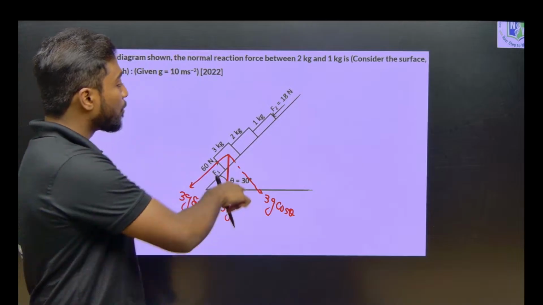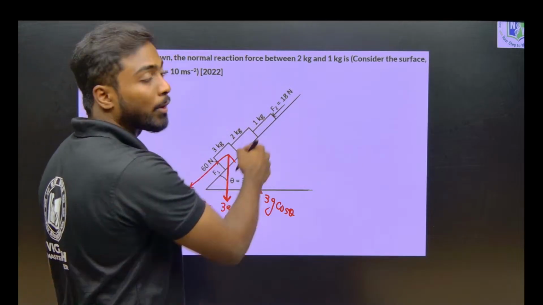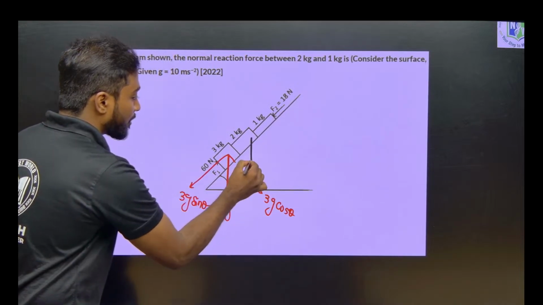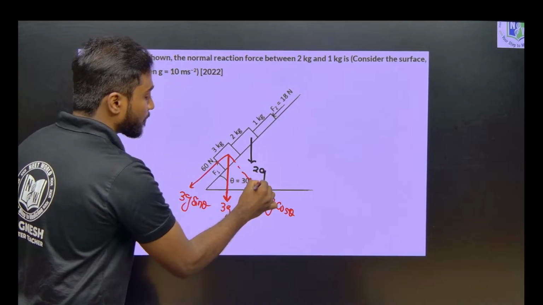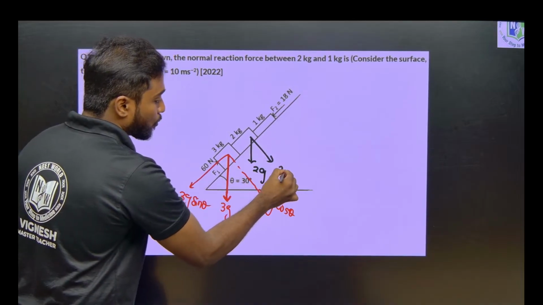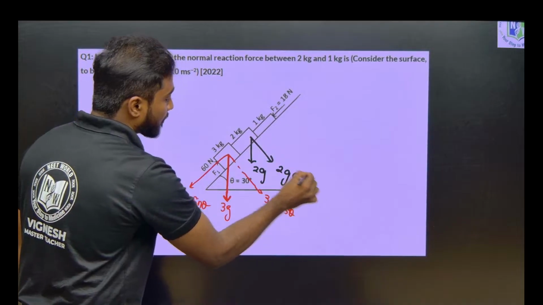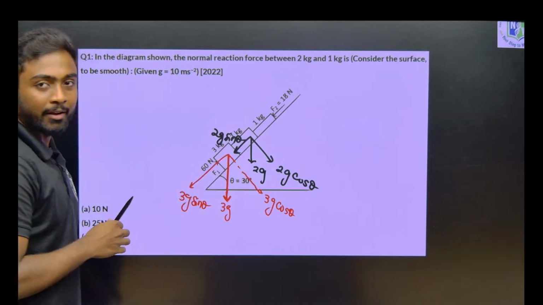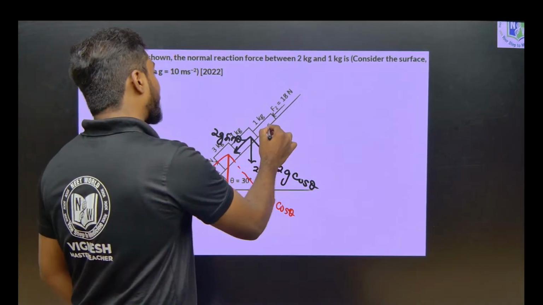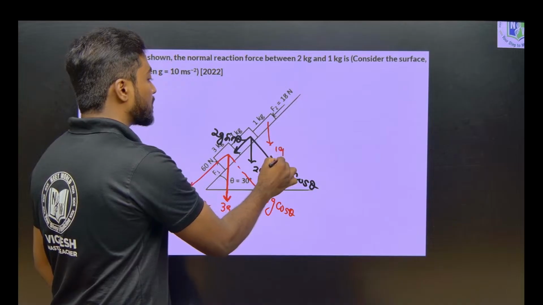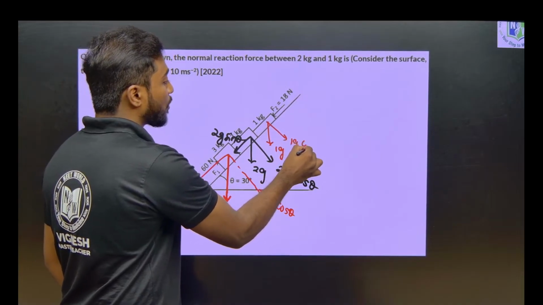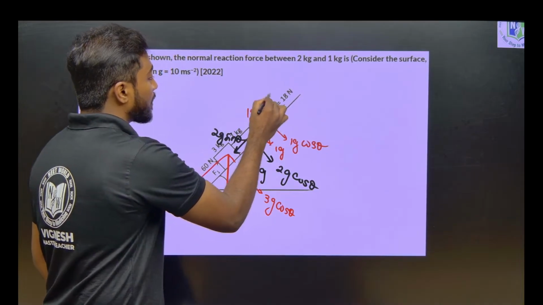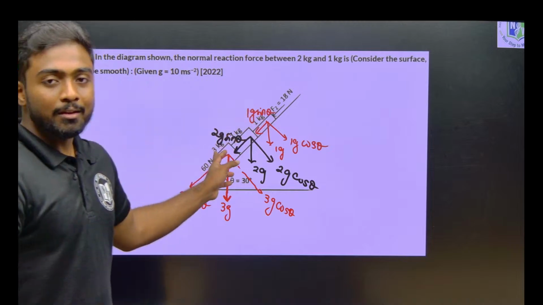Similarly, let me take the components for the 2 kg block and the 1 kg block. This is my 2g, and this is my 2g cos theta and this is my 2g sin theta. Am I correct? Now what about the 1 kg? This is my 1g, and this is 1g cos theta and this is my 1g sin theta. Now I have resolved the components.